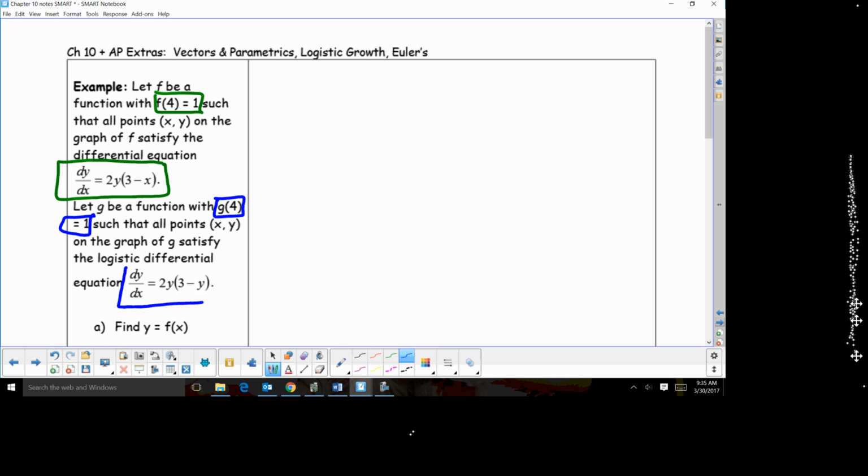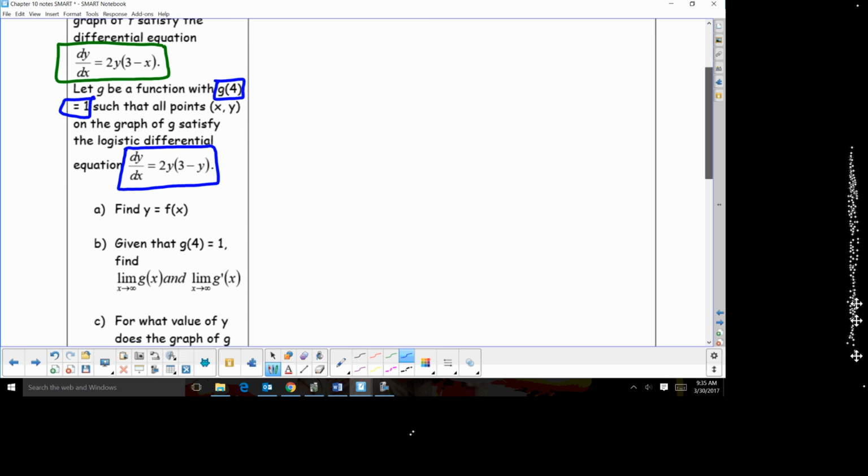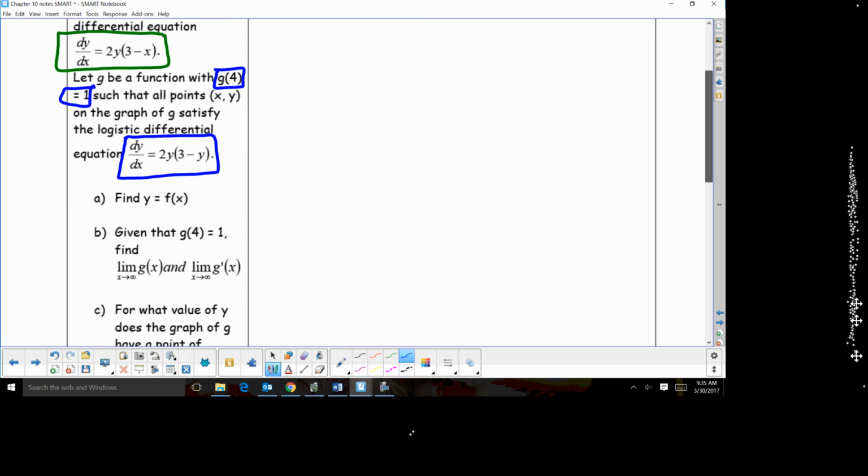And they give me this differential equation. Is it logistic? Yes, they even told you. Okay, so on part A, it's a review question. It says find y equals f of x.